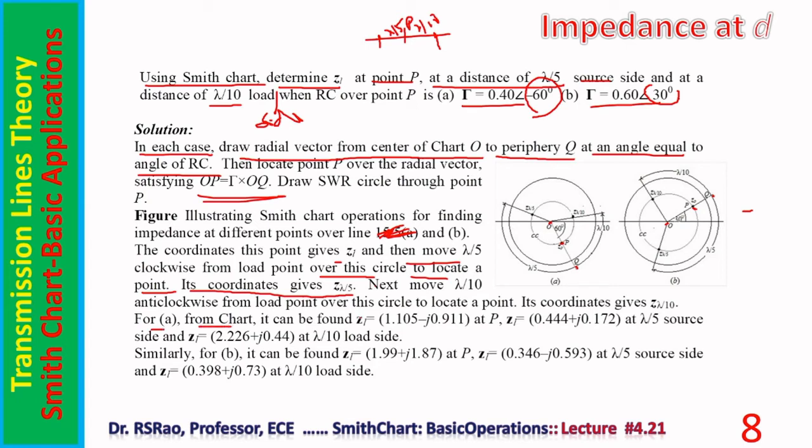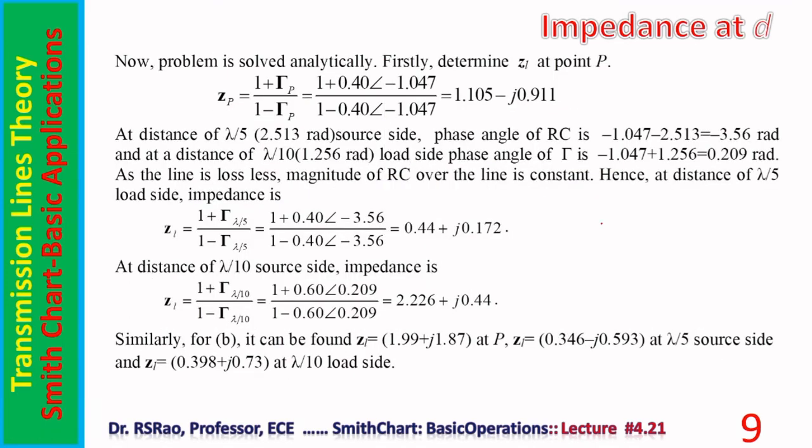For A, from the chart, it can be found that ZL at P is 1.105 minus J 0.911. This ZL is not given, but we can read it out if you want. We can read out the coordinates of point P. That gives the impedance. So Z is 0.44 plus J 0.172 at lambda by 5 source side. Z is 2.226 plus J 0.44 at lambda by 10 load side. Similarly for B also. In this case also the process is the same. Okay. Now the problem is solved analytically.